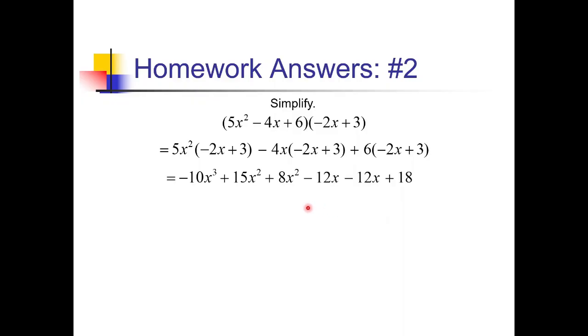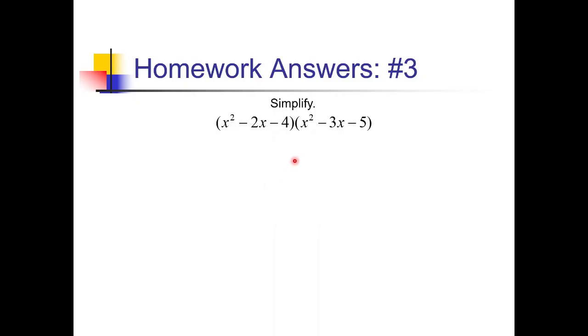All right, so like terms. There's only one of these x cubed terms, so this negative 10x cubed is just going to stay the way it is. And then there are two of these squared terms. 15 and 8 adds up to 23x squared. Negative 12x and negative 12x is negative 24x, and this 18 is just along for the ride.